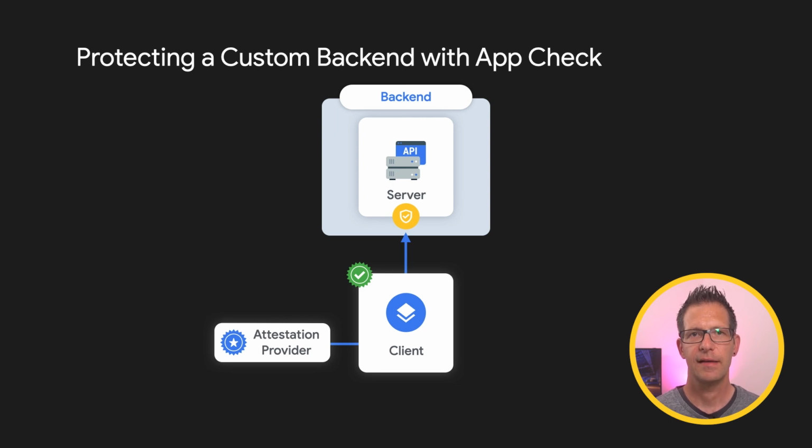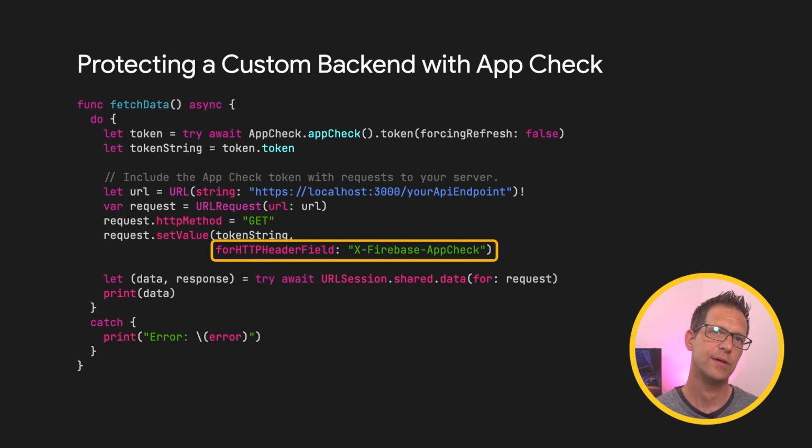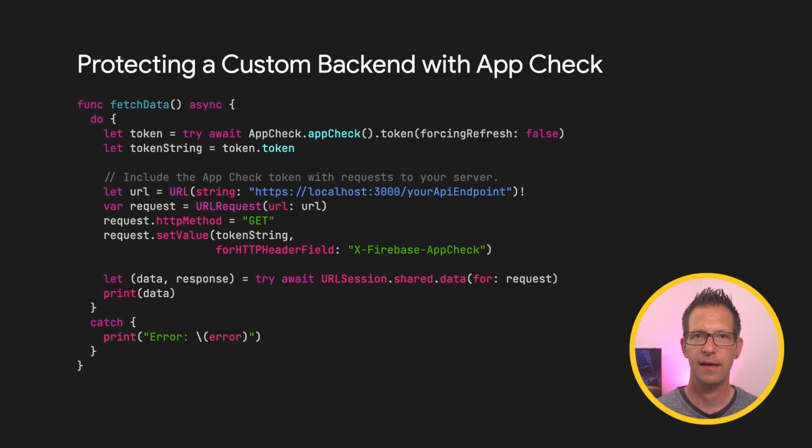Let's take a look at the client code first. After you get a fresh AppCheck token from the AppCheck client SDK, you add it to a header of your request. Here, we are using X-Firebase-AppCheck, but you can use any name you want. It is best practice to start custom header names with X- to avoid collisions with existing header names.